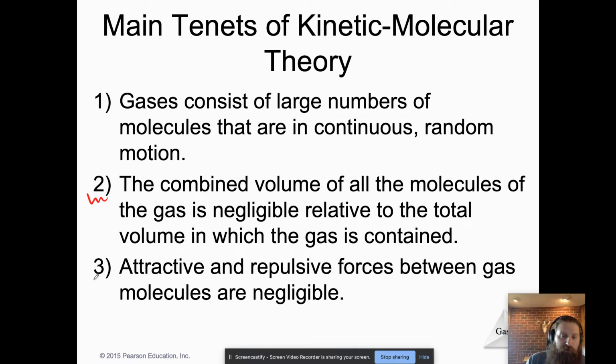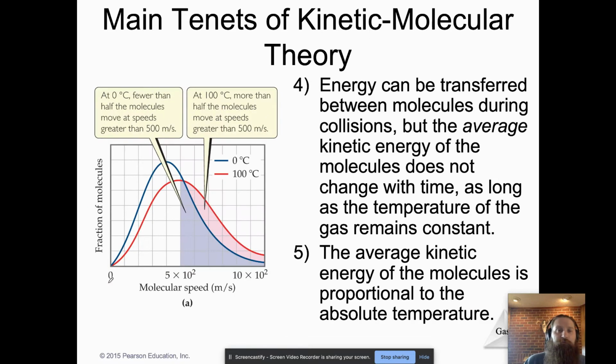Number 3 is also important. In the kinetic-molecular theory, we treat the attractive and repulsive forces between gases as non-existent, negligible. We say that the van der Waals forces and the dipole-dipole attractions and the dipole-induced dipole attractions don't impact movement. That's just not true, okay? The theory is great for predicting behavior, but it does require some of these assumptions.